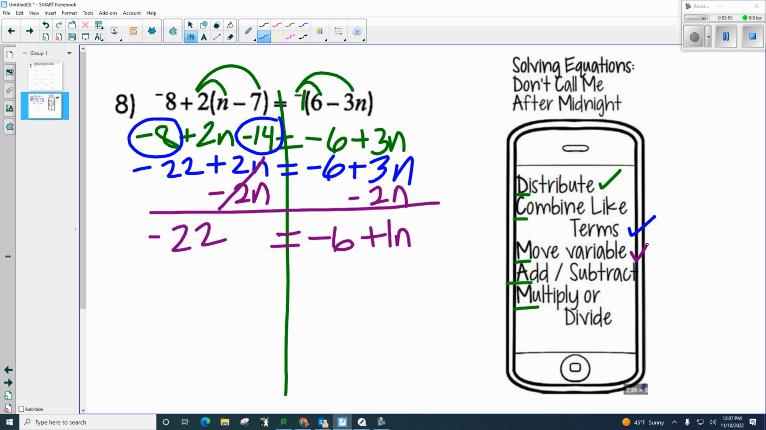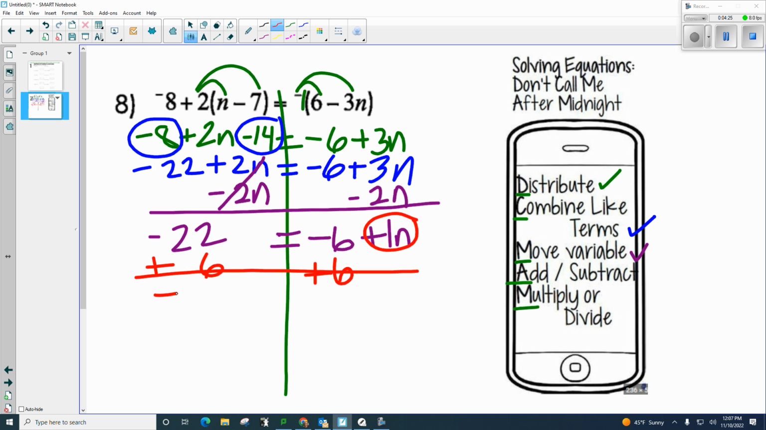Next step says to add or subtract. Remember, our goal is to get the variable by itself, and I have a -6 next to my variable. So the opposite or the inverse would be to add 6. -22 plus 6. This is like you owe someone 22 and you pay them back $6. Well, you're still going to owe them some money, but how much? And this is where you subtract.